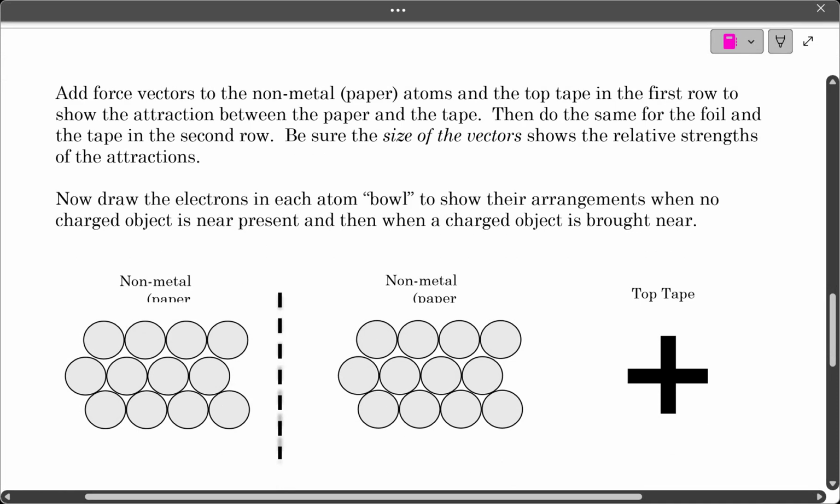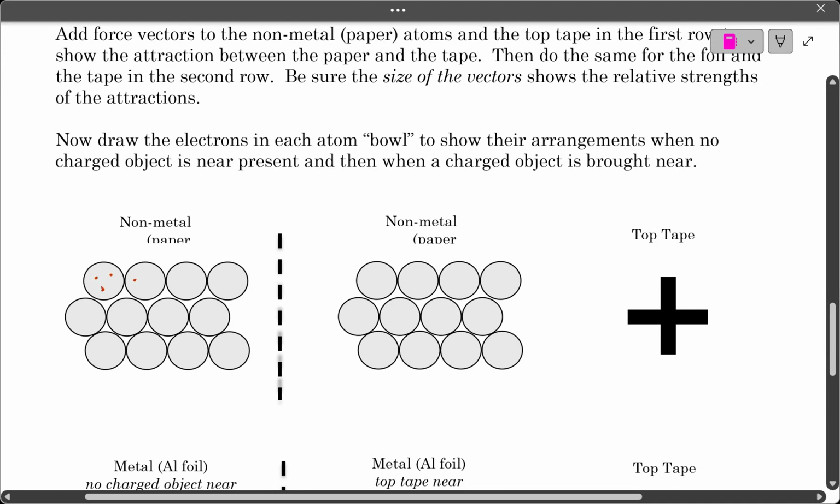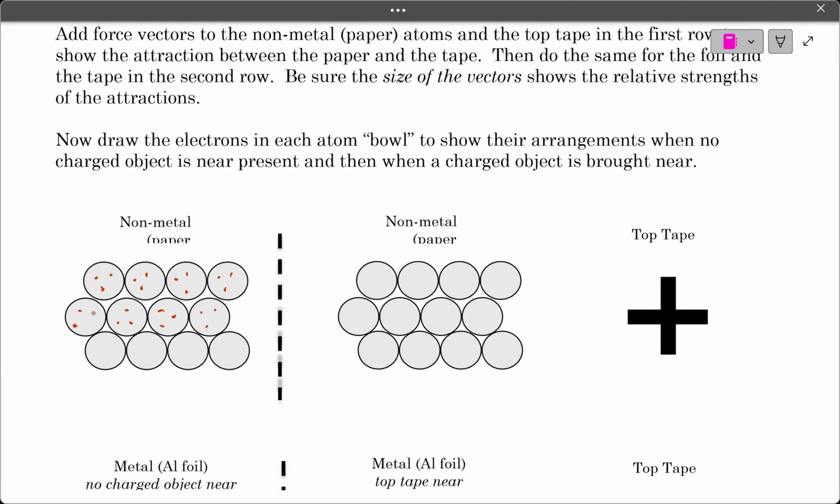We're going to first think about the non-metal paper, and let's go ahead and put some electrons, and we're going to let these be our plum pudding bowls. I'm just trying to very quickly add electrons. I want that to be 3. And then I'm going to also consider how, as the top tape was coming close to the non-metal and the tape comes near, the electrons are able to shift just a little toward the positive.